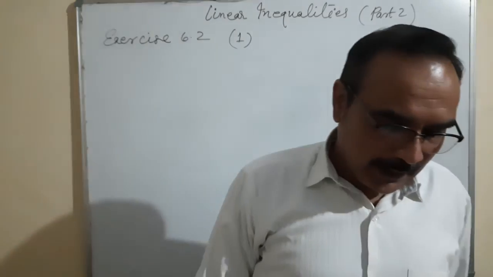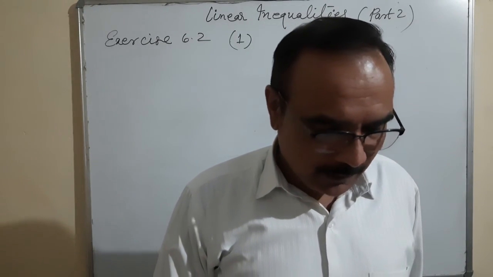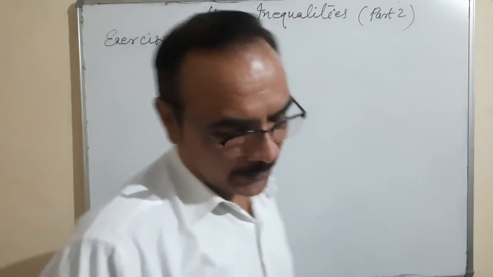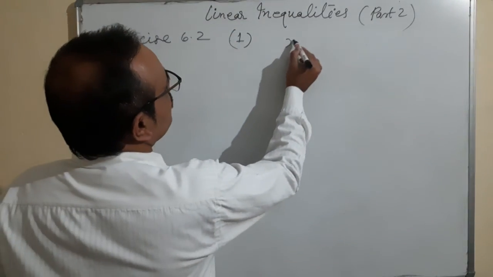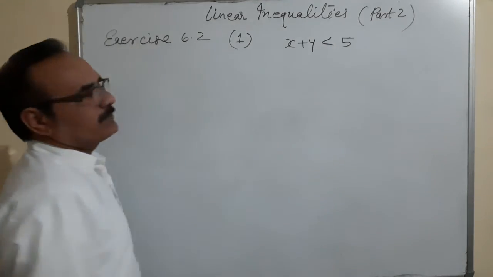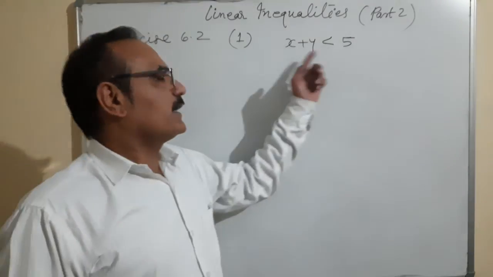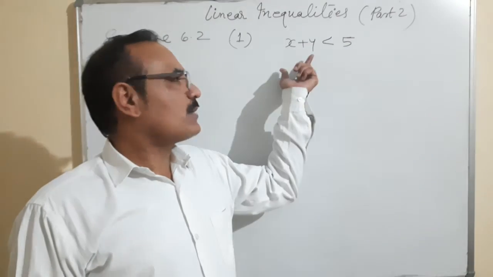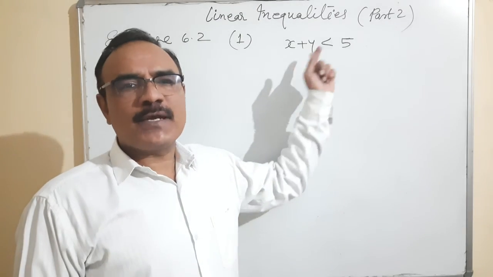Solve the following inequality graphically in the two-dimensional plane. x plus y is less than 5. Strictly less than 5. Okay. What is it? It is an inequality. The sum of these two variables must be less than 5.